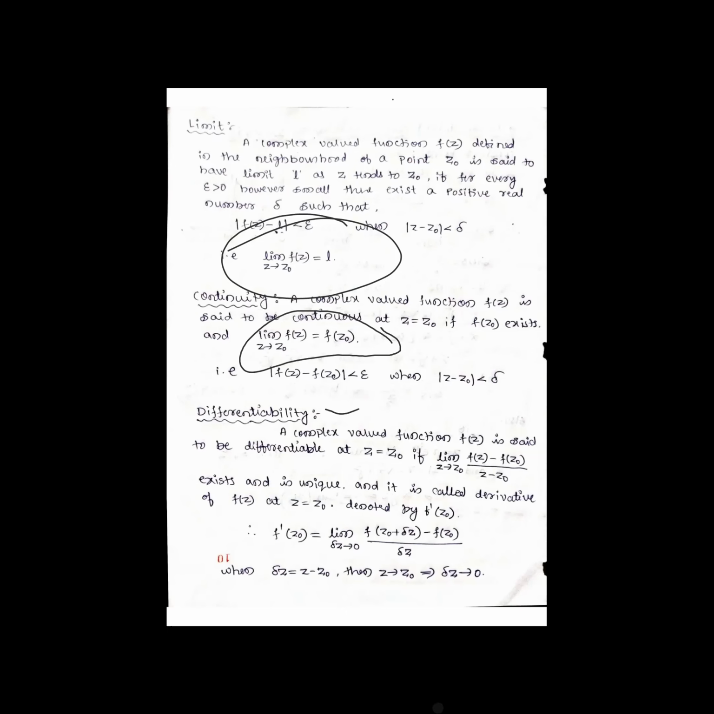Next, differentiability. This is very, very important for you. A complex valued function f(z) is said to be differentiable at z equal to z naught if the limit of (f(z) minus f(z naught)) divided by (z minus z naught) as z tends to z naught exists, and it should be unique. Exist in the sense it should be finite and have a unique value, and it is called the derivative of f(z) at z equal to z naught, denoted by f dash of z naught.